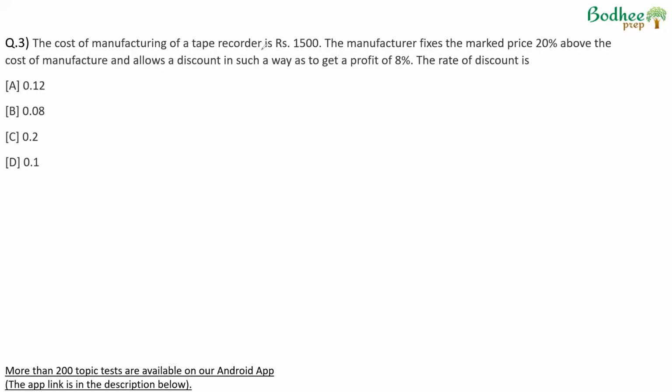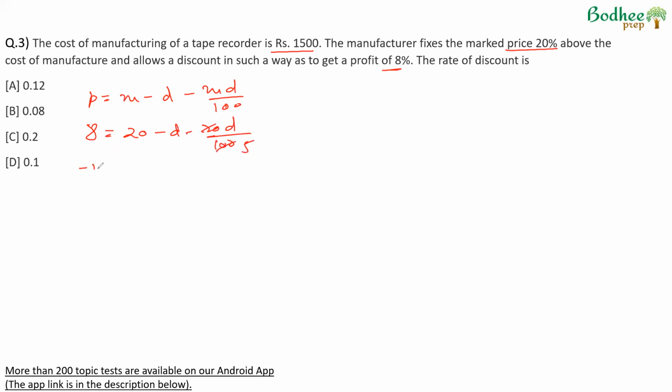The cost of manufacturing a tape recorder is 1500. The manufacturer fixes the marked price 20% above the cost, and allows a discount in such a way to get profit 8%. Profit P percent is equal to M percent minus D percent minus MD upon 100. Profit is 8. Markup is 20. We have to find discount. Just put the values and solve.